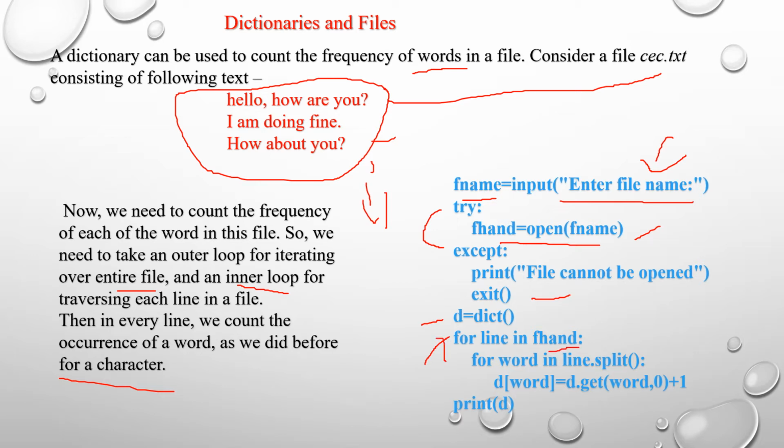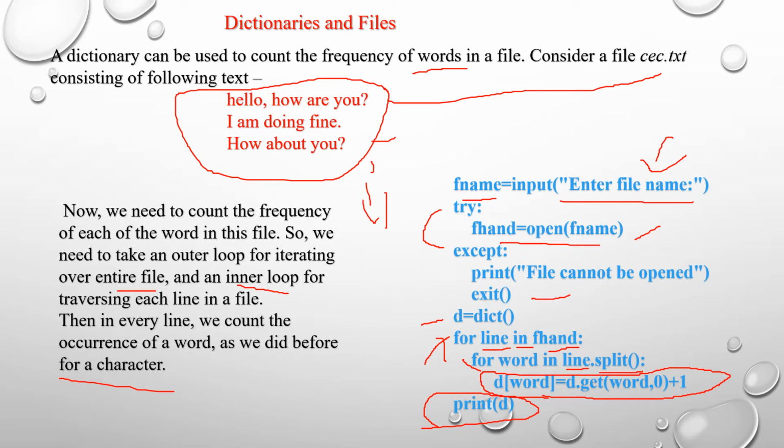So fn is the file name, in is the operator, and line is the loop variable. For the inner loop, I declare one more for loop: for word in line.split. Split is a string function, it converts the sentences into word format. After that I'm going to use the get function, and this function updates the number of occurrences. Finally I'm going to print the dictionary value.